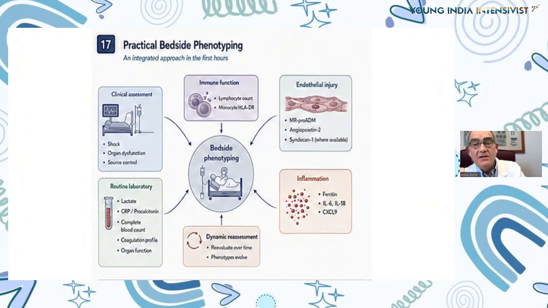The real matter is that we need to reassess our patient regularly over time. We need to reevaluate for two different reasons. The first, that the phenotypes may evolve. We have spoken several times regarding the fact that hyperinflammation state may, after a while, be transformed into the immunosuppression.